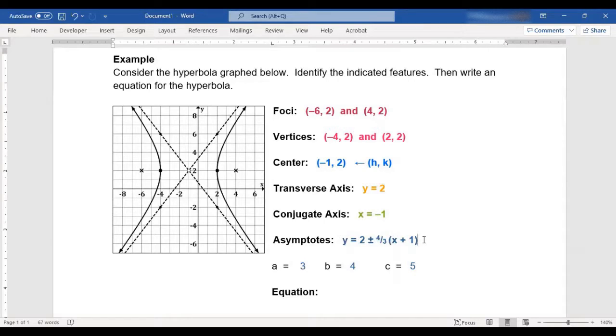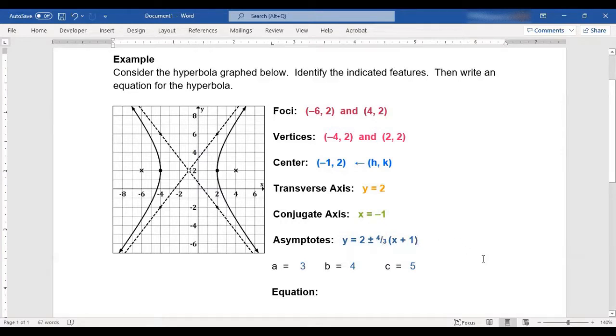If you wanted to know the more formal way of finding whether it's b over a or a over b, remember that whichever one is associated with y is in the numerator, whichever one is associated with x is in the denominator. So for example, in this case, a is associated with x because that was my run, and so b is associated with my rise. So that's why we have 4 over 3. So this is b over a.